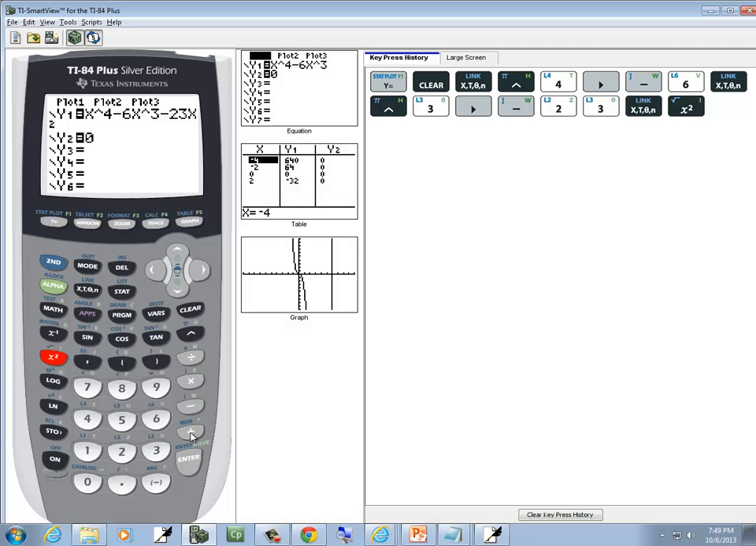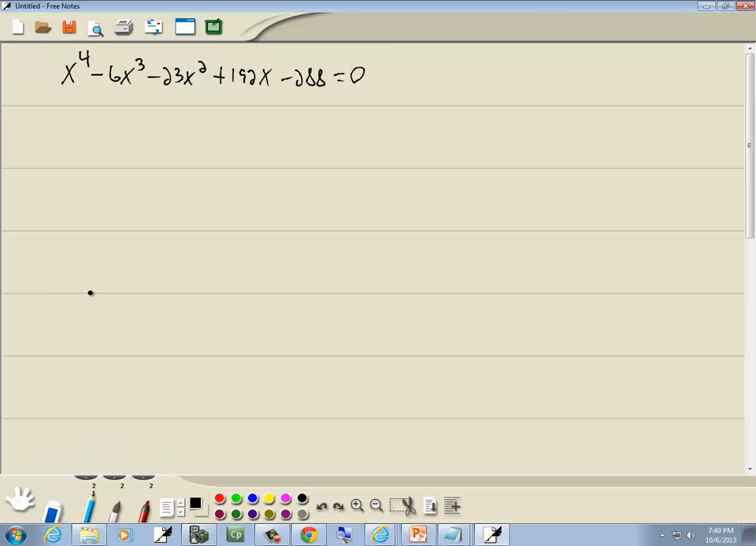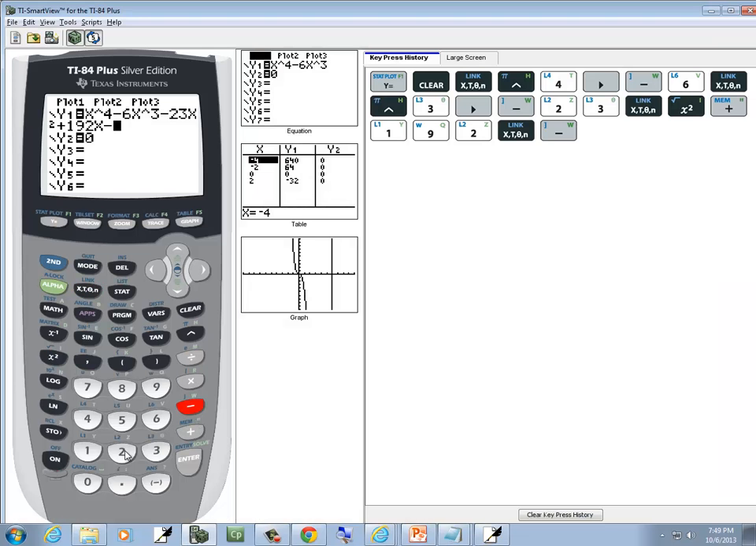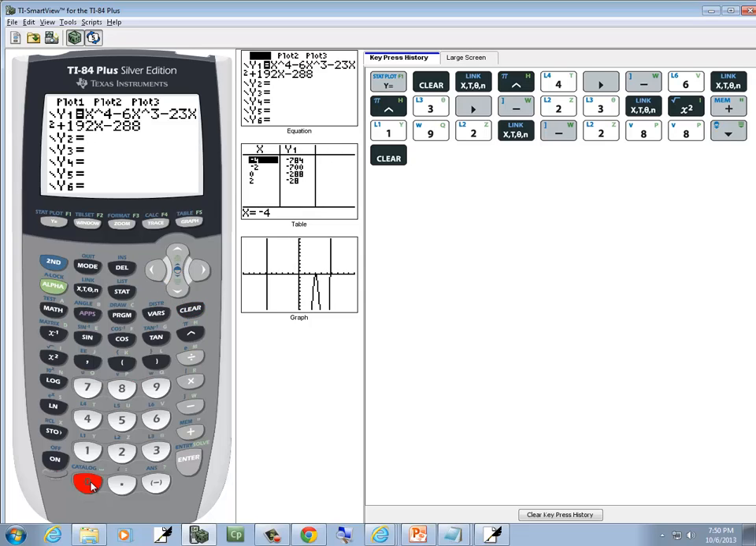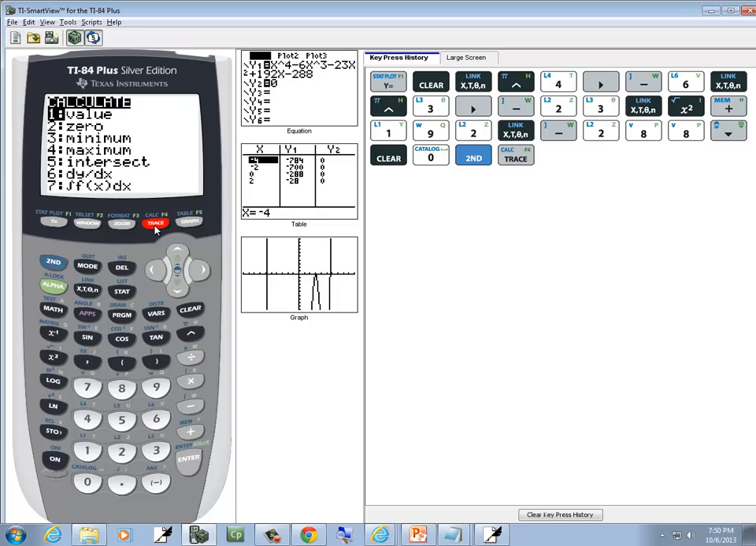plus 192x minus 288, and then down arrow to y2, and if you don't already have it there, you press clear and you put 0. You have to have 0 on y2. Then we'll do second trace, choose intersect, so I'll do 5.